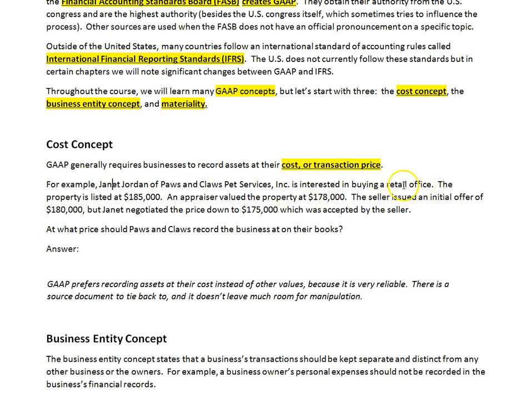Janet's the owner of it. So they're looking into buying a retail office. The property is listed at $185,000, an appraiser valued it at $178,000, and the initial offer was $180,000. But here's the actual transaction price. She negotiated down to $175,000, which was accepted by the seller. So this is the transaction price. This is the only number that matters. So we're going to record this on our books at $175,000, not the $185,000, not the $178,000, not the $180,000, but $175,000, because that's the transaction price.